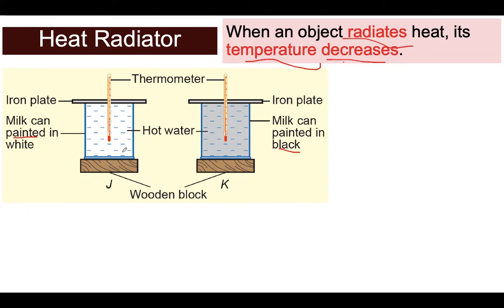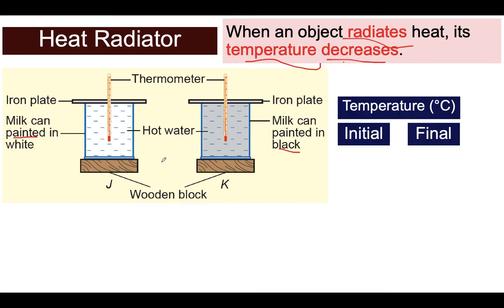So in this experiment, we are going to put hot water that has the same initial temperature inside a milk can that is painted white and a milk can that is painted black. Okay, we are going to let them cool for the same amount of time. Then we will measure the final temperature, to see which milk can will have a larger temperature decrease. So the initial temperature for the milk cans is the same, 90 degrees Celsius.